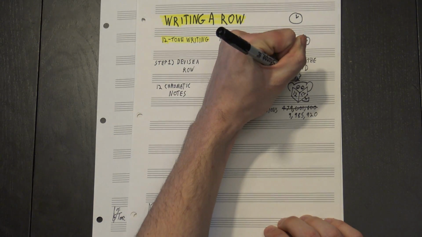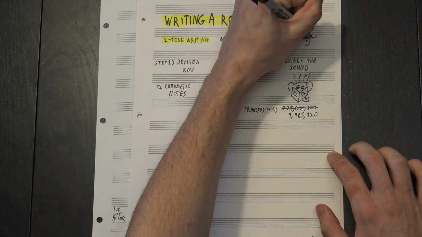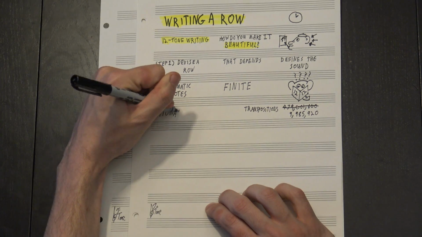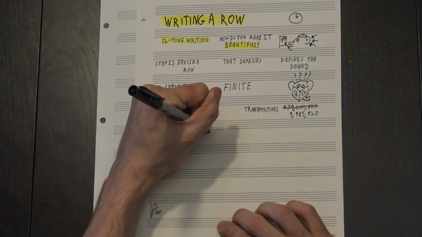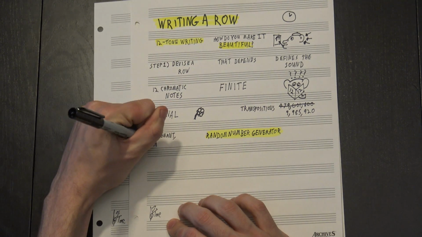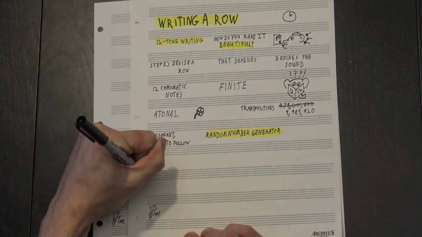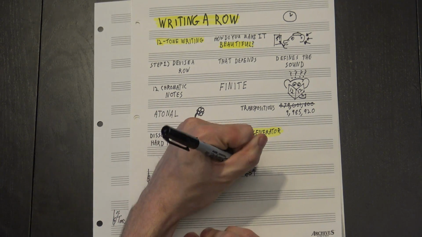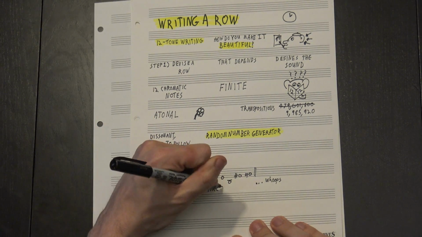But how do you figure out which one is right for you? Well, that's where you get to be the artist. Since 12-tone compositions are often atonal anyway, one interesting way to make a row is just to use a random number generator. This will almost certainly give you a completely dissonant, hard-to-follow pattern, like this one I just made up. That one actually doesn't sound that bad, but it usually will.